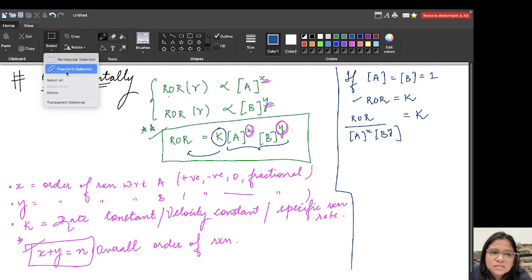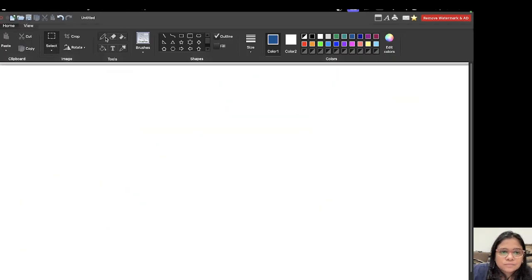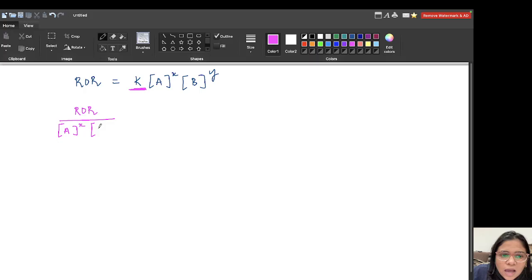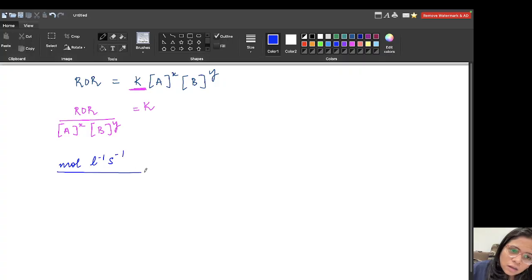Okay, let's do it on the next page. We studied that rate of reaction equals K, A raised to the power x, B raised to the power y. Now I need to find the unit of K. How will I find it? Just keep K on the right hand side and shift everything else to the left hand side. So rate of reaction divided by A raised to the power x and B raised to the power y will be equal to K. What is the unit of the rate of reaction? Moles per liter per second, right? And what will be the unit of this particular thing?